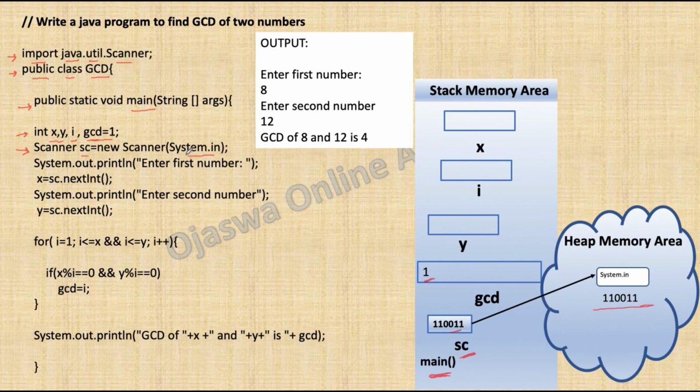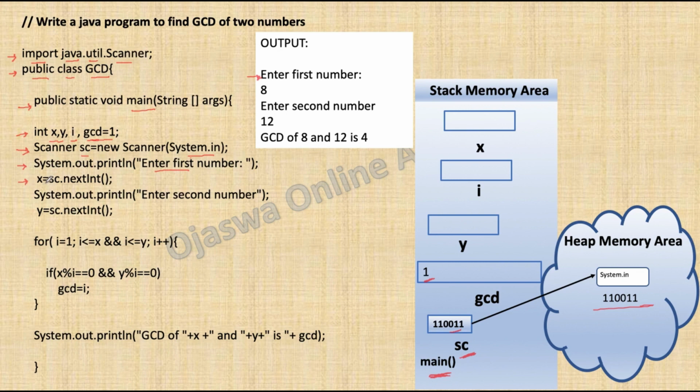System.in is the argument passed to the Scanner object. System.in is an input stream which is typically connected to the keyboard input of the console program. We are doing console based programs, that is command line based programs. Next statement is System.out.println enter first number. We are printing this to the console so that the user understands he has to enter number. This statement is printed to the console.